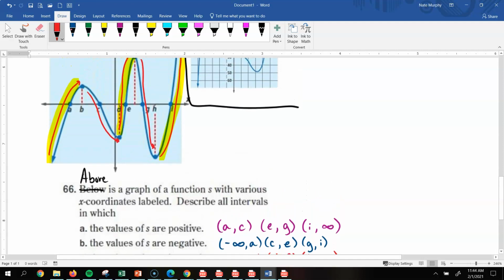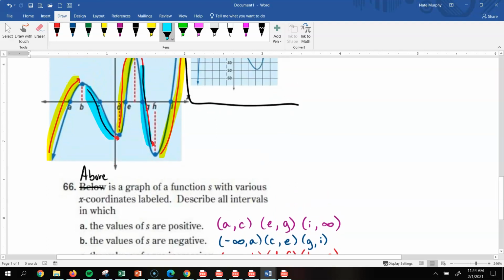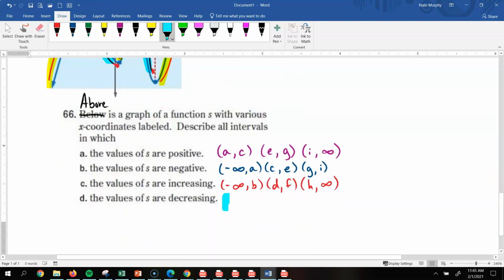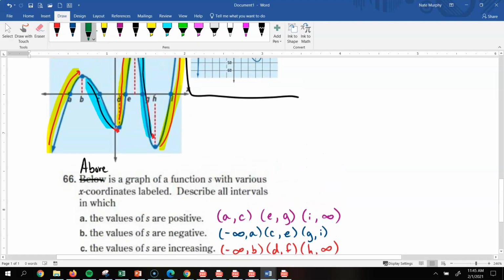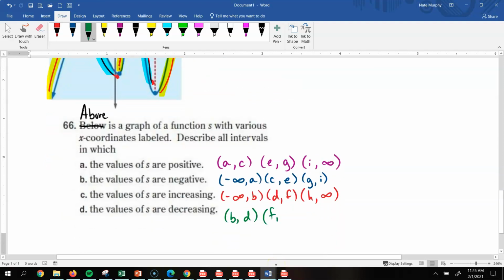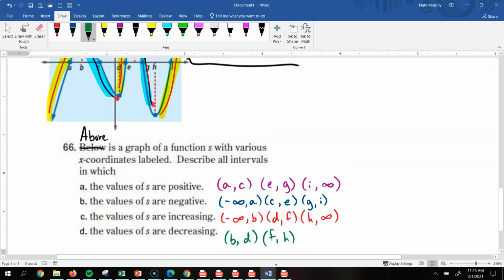And where is it decreasing? Well, it's decreasing at the other values. So those would be just those two sections there. From b to d, it's decreasing. And then from f to h, it's decreasing there as well. So that's how you can describe whether it's increasing or decreasing or positive or negative.